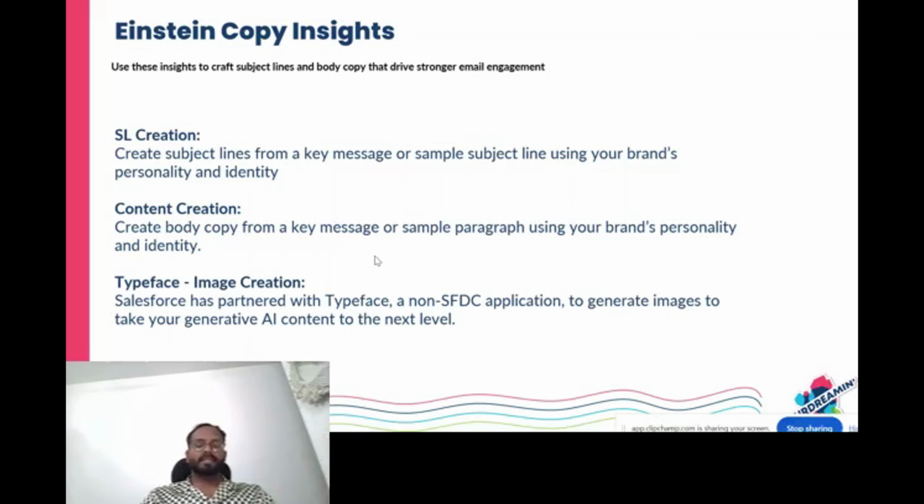The very first is SL creation. We can create subject lines from key messages or sample messages, which can be based on the brand personality or identity. As the prompt or statement you give, based on that the SL will be created. Second is content creation. Same as the SL creation, you provide the key messages and the sample paragraph which is more aligned to your product's branding or identity. Based on that, the content creation will take place.